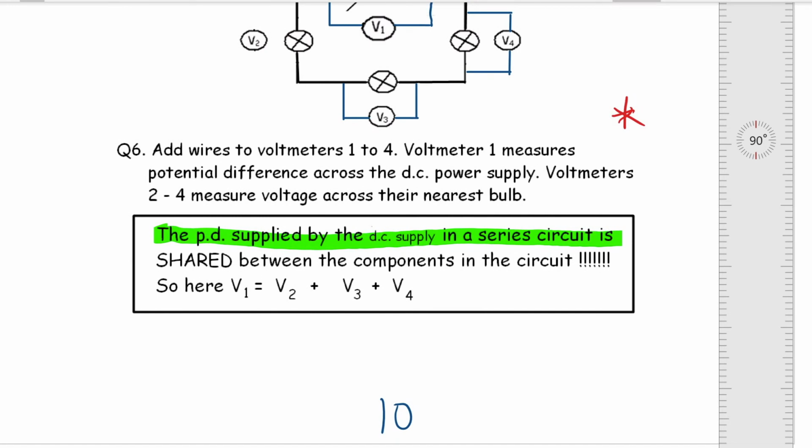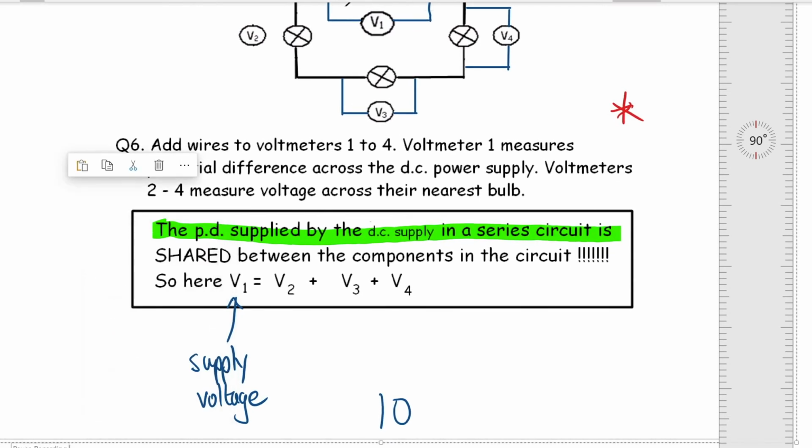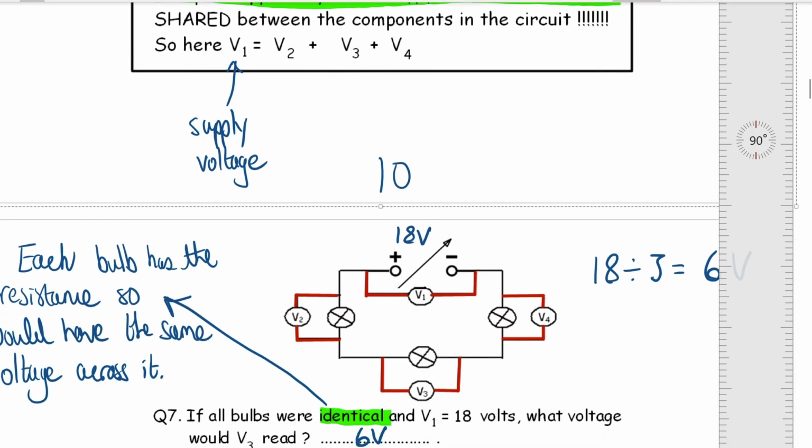The PD supplied by the DC supply in the series circuit is shared between the components in the circuit. So you can see V1, and that's the voltage across the DC supply, so supply voltage. That is then shared between the 3 bulbs measured by V2, V3 and V4.